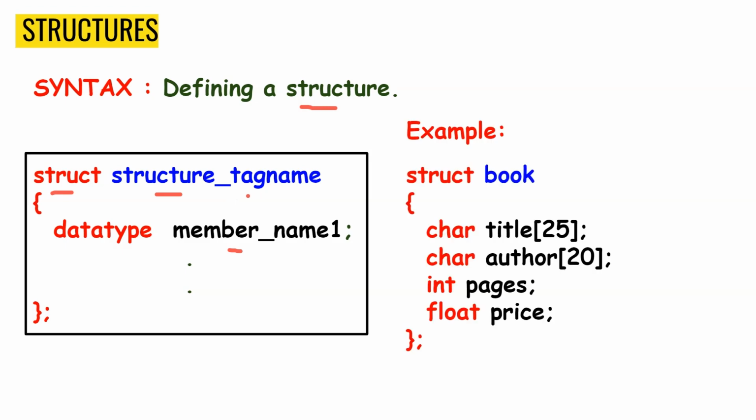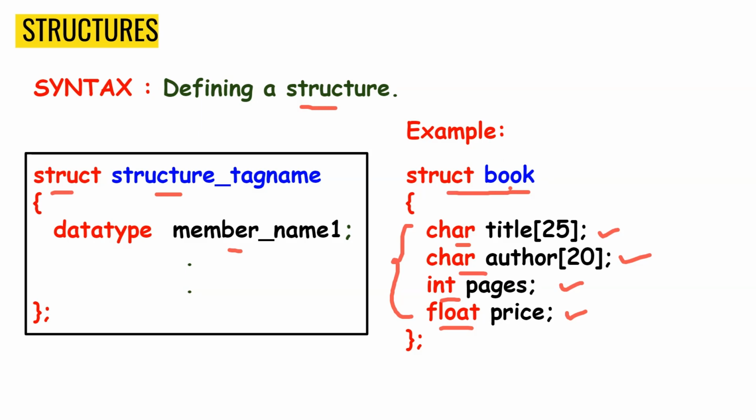Struct book. Book is the structure tag name given for this structure, followed by the data members. Here we have 4 data members: title, author, page and price. The data type for title is a character array. For author also it is a character array. For pages it is integer. For price it is float. So we have members of different data types, and we are storing them under a single name called book. That is the structure name. Here we are creating a new structure type which is book.